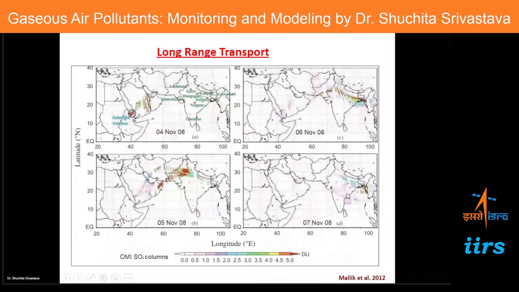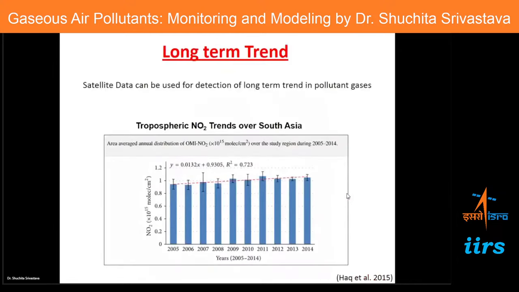So by using satellite data, we can investigate long-range transport of specific pollution plumes. We can also investigate long-term trends of different pollutants because a satellite, once launched, gives data for several decades. Here we can see the area-averaged annual distribution of OMI NO2 over the study region during 2005 to 2014, and we can very clearly see that the NO2 value is increasing from 2005 to 2014. This measurement is available all over the globe. If we analyze the data over some specific region, we can investigate whether the emission is increasing, decreasing, or remaining constant using satellite data.